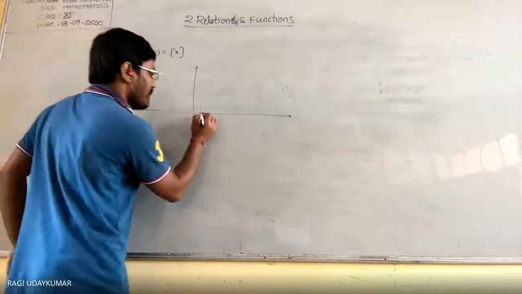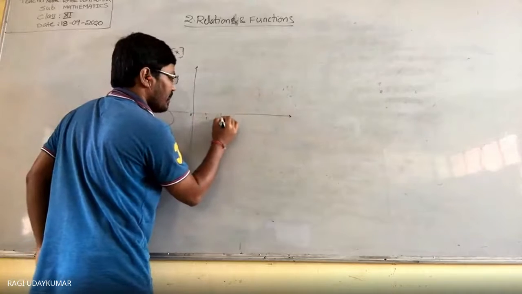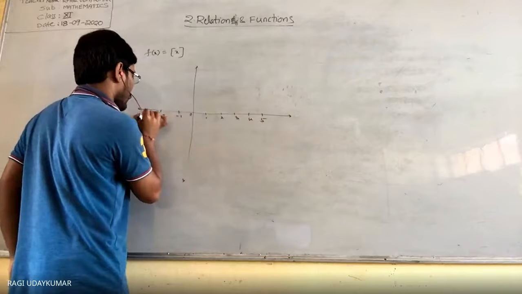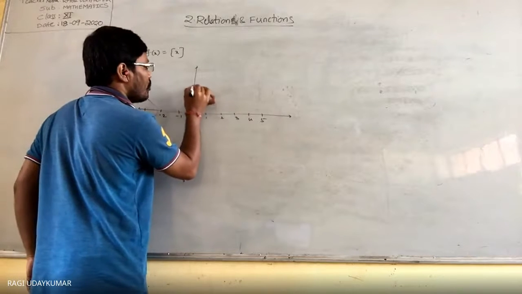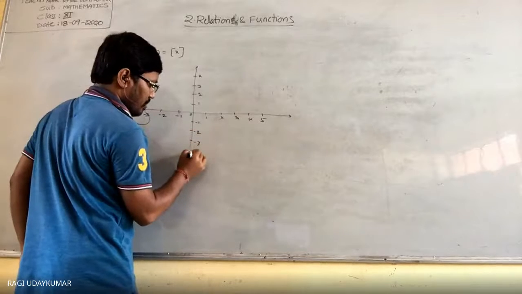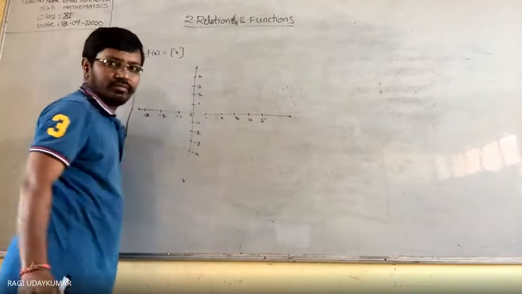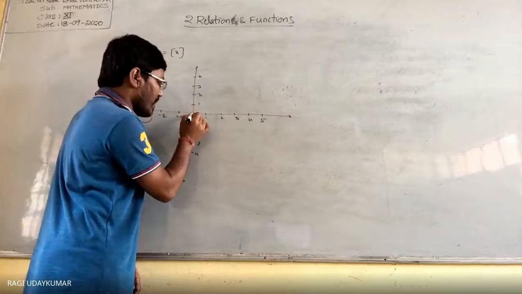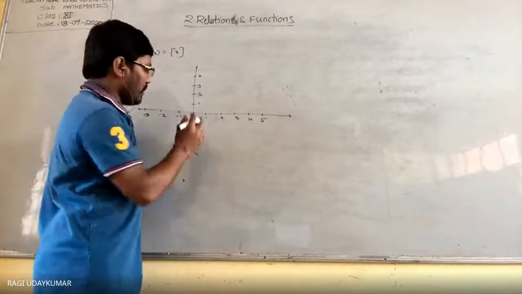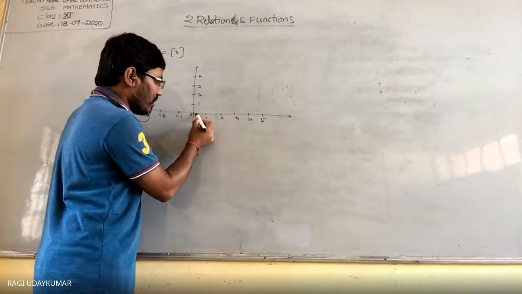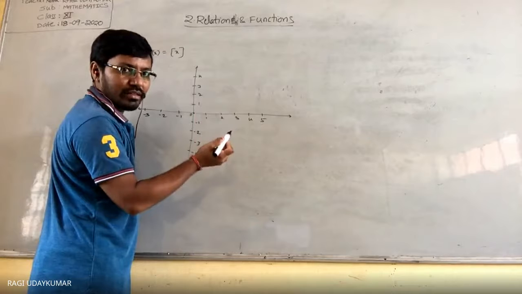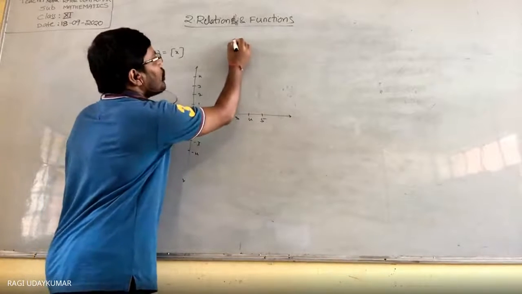So now let us see here. This is 0. Here 1, here 2, 3, 4, 5. Here minus 1, minus 2, minus 3. If you take 0, what do you get? For 0 you will get 0. If you take a value greater than 0, what is the answer you will get? Means 0.